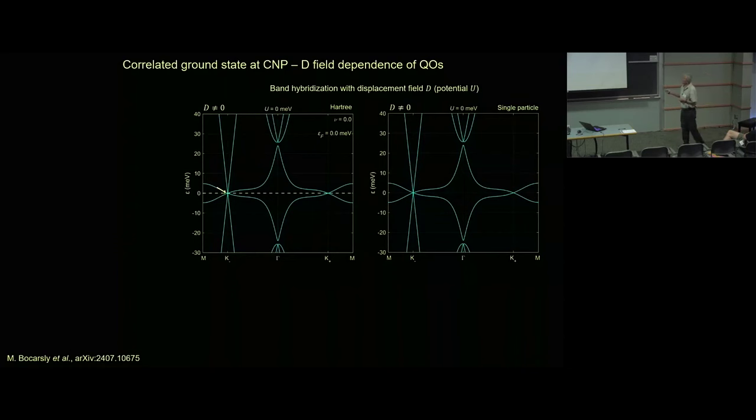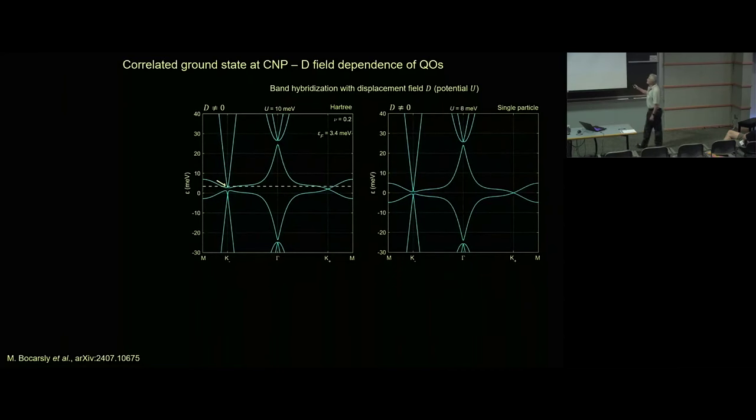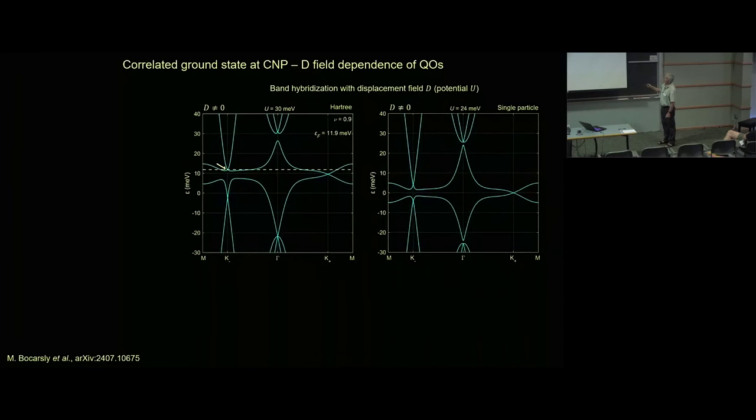So let's think of a single particle picture. The Dirac band and the flat band coexist, or overlap, at charge neutrality, and if we now turn on the displacement field, they will hybridize and open a gap, and the Dirac point will shift up in energy here. The same thing, just enhanced, will happen in the Hartree case. The Dirac point will move up, but just more significantly.